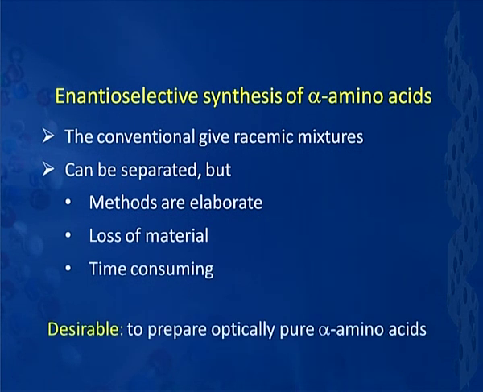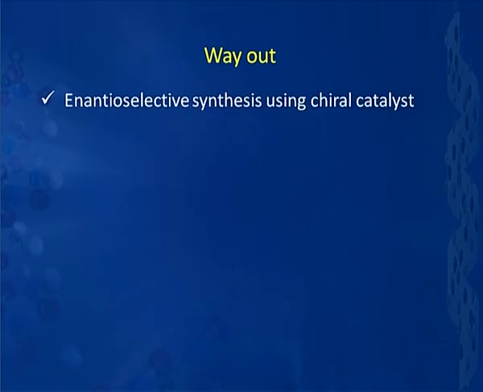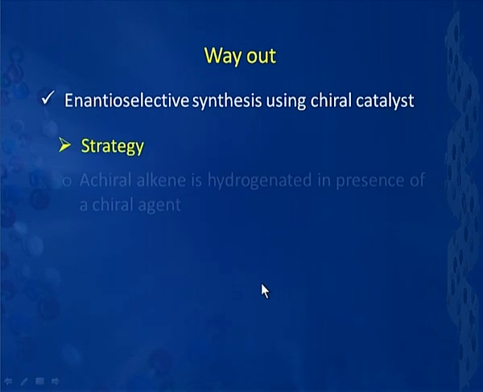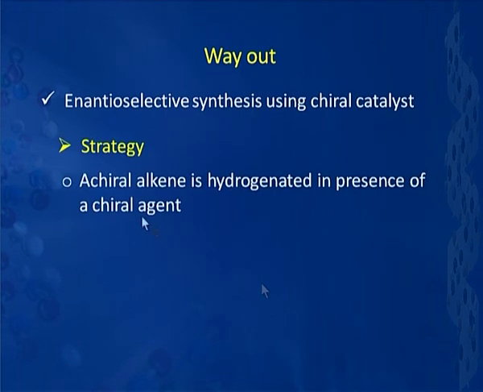So, what we desire is that we could prepare optically pure alpha amino acids, because for any kind of application, I would want the amino acids to be optically pure, and that kind of synthesis is possible here. The way out is that we try to use methods which can give us enantiomer selective synthesis. That means I can do that by using some kind of a chiral catalyst. The strategy is as follows. We take an achiral alkene. There are a number of methods available there. I am just going to share with you only one of such methods.